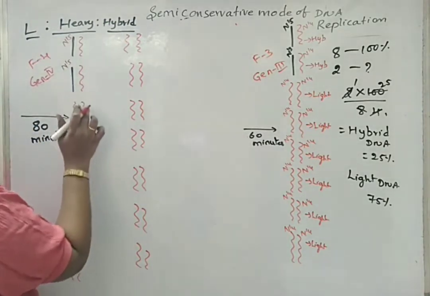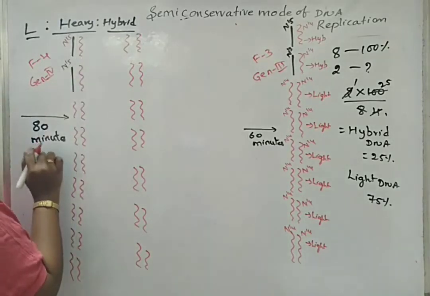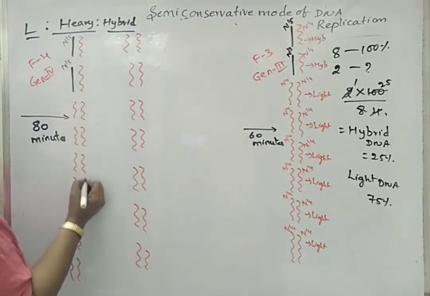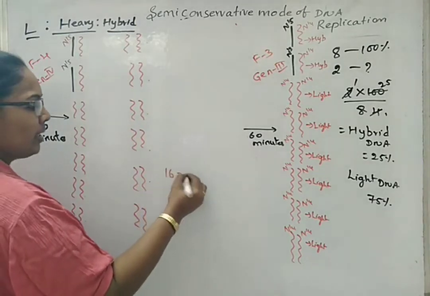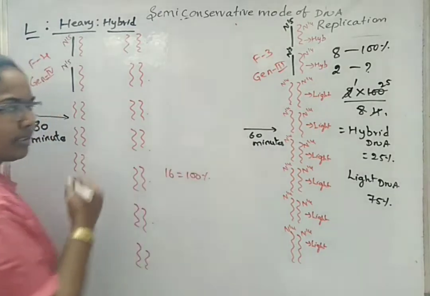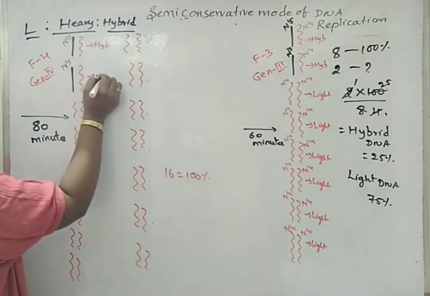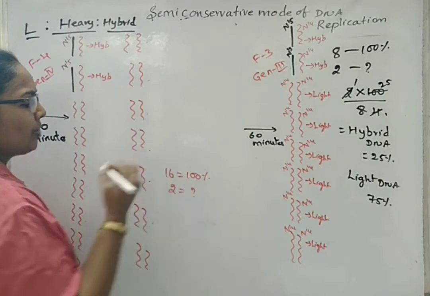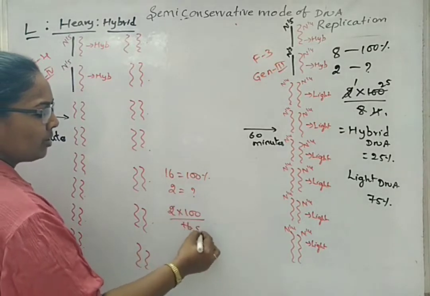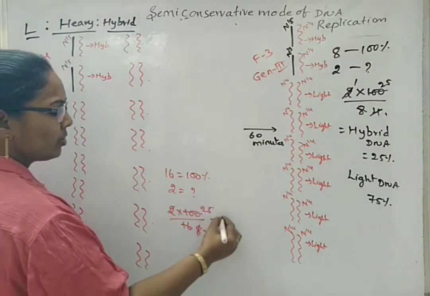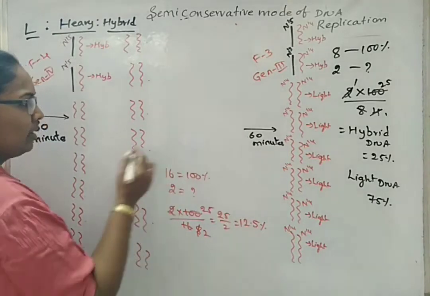So what is the percentage of hybrid and light DNAs here, and how many double-stranded DNAs did we get after 80 minutes? All over it is 1, 2, 3, 4, 5, 6, 7, 8, 9, 10, 11, 12, 13, 14, 15, 16. So 16 total DNA strands are considered as 100%. Now, what about these hybrid DNAs? This is hybrid DNA and this is hybrid DNA. So 2 hybrid DNAs constitute what percentage? Again we do the cross multiplication. 2 ones are 2, 8 twos are 16, so 25 by 2, that is equal to 12.5% of hybrid DNA. So we will write the answer here.